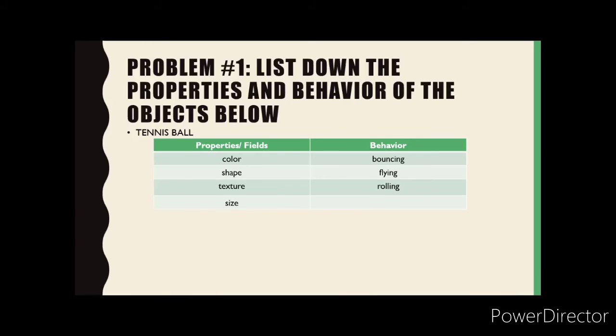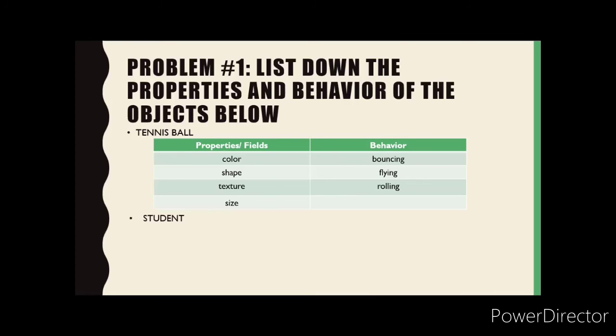Under the behavior, we have here the bouncing, flying, and rolling. You notice again, guys, that we are using verbs here because behaviors are verbs, something that can be done by the object. And verb plus we have the ing. So we have here bouncing, instead of the word bounce; instead of fly, we have flying; instead of roll, we have rolling. Okay? So that is how we write the behavior of an object.